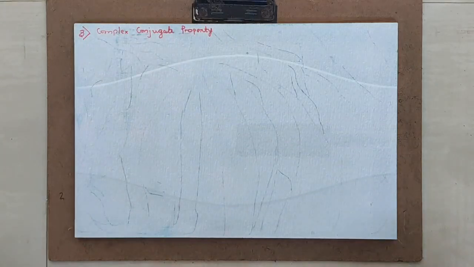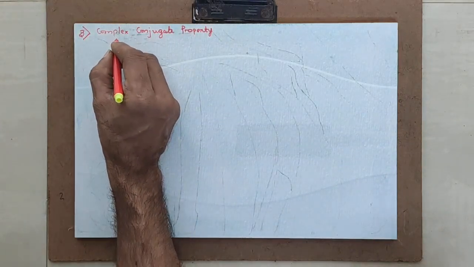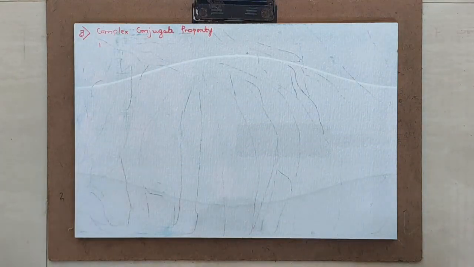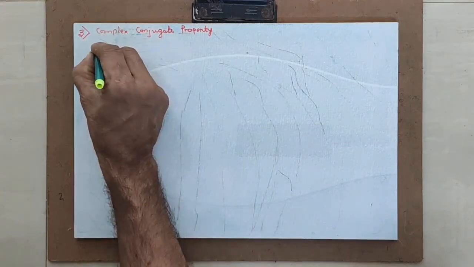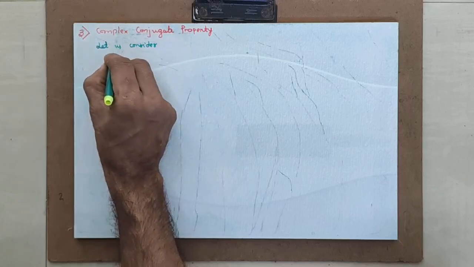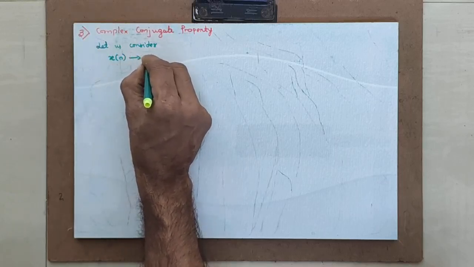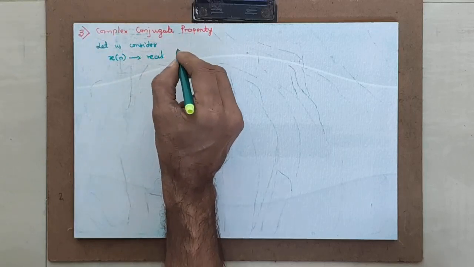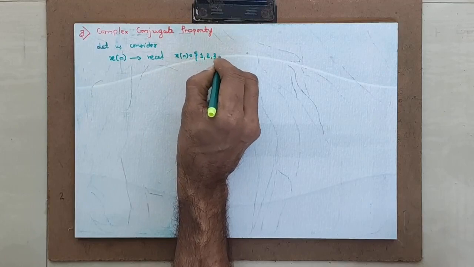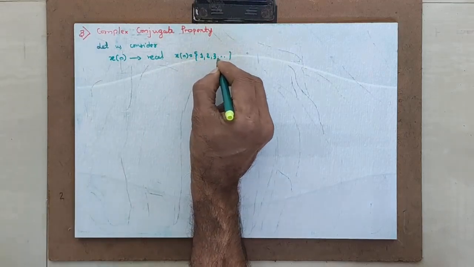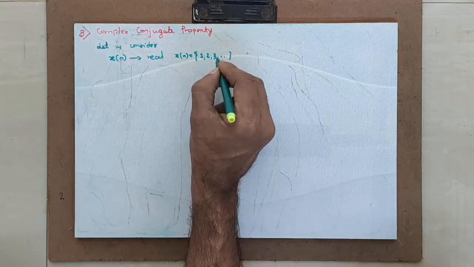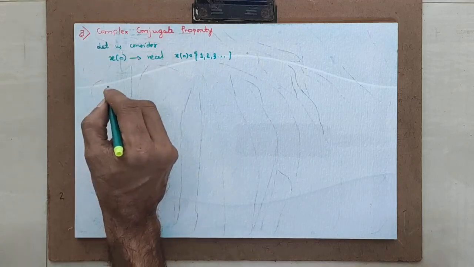Now, what exactly is this property? According to this property, if you are having a real valued sequence x of n, let us consider x of n which is real. Real means what? x of n is like 1, 2, 3. There are no complex terms in this. It is a simple real valued sequence. In that case, it follows the complex conjugate property.